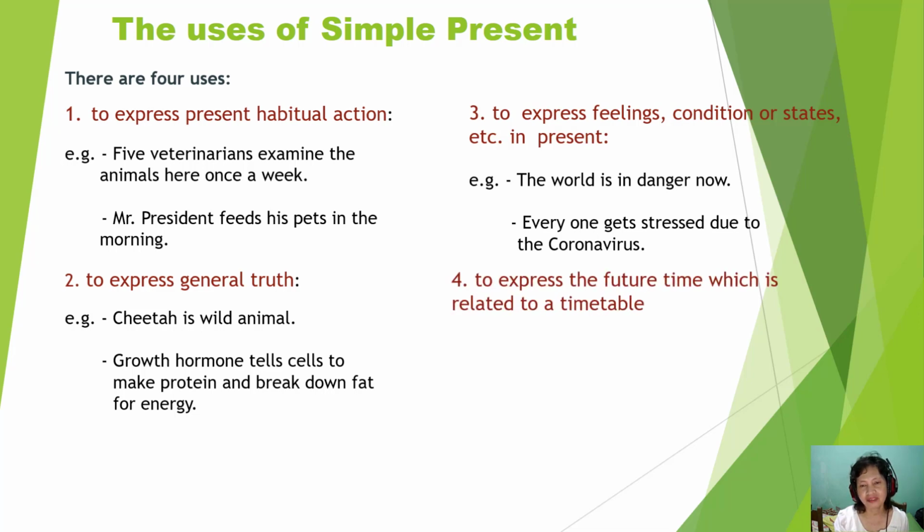To express the future time which is related to a timetable. What is timetable? Timetable is a kind of schedule. But it is not the same as your own schedule that you can change anytime that you want to, or the schedule in the school, that is easier to change. But the timetable is more difficult to change because it will deal with the public. That's why it is more permanent. Because it is permanent, it is considered as a habit.